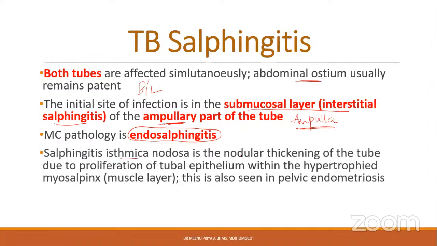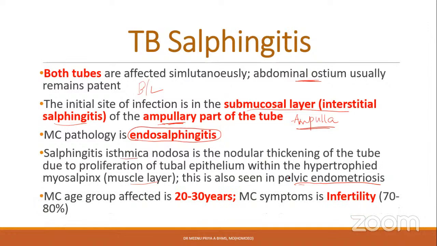So isthmica nodosa is the nodular thickening of the tube due to proliferation of tubal epithelium within the hypertrophied myosalpinx, that is muscle layer. And this is also seen in pelvic endometriosis. So they can give this form as a question, and they can form options like in which conditions it is seen. The conditions can be genital TB and pelvic endometriosis. Then the next options could be any other 2 conditions.